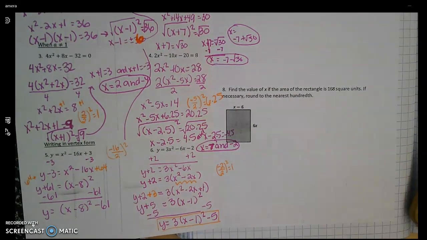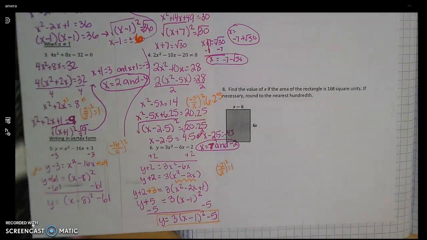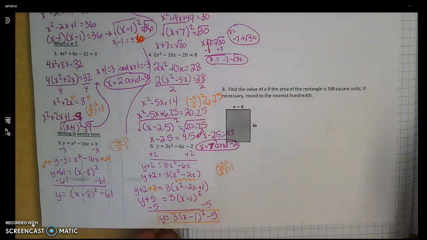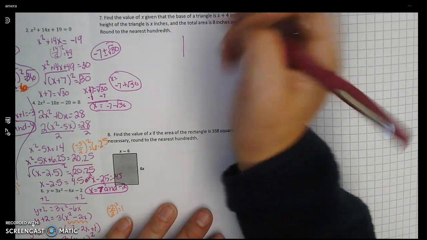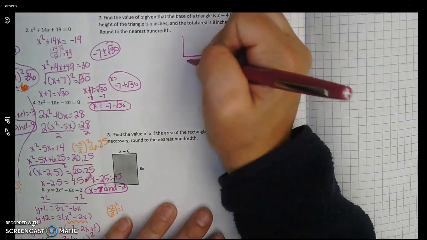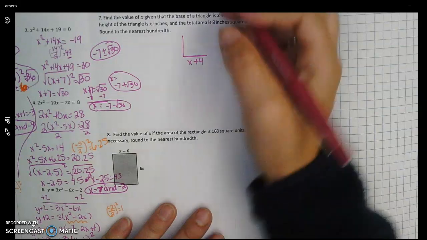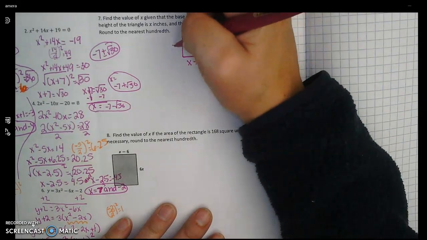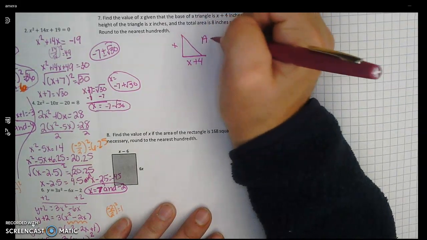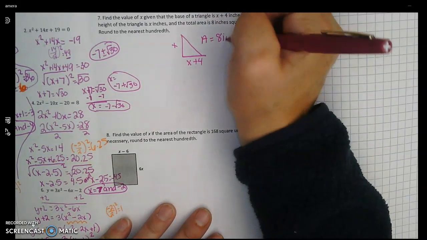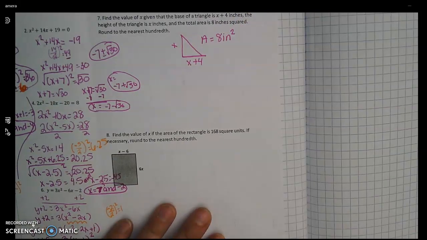All right, we're going to move on to question number 7, which is one of those triangle questions. I did one of these for the warm-up the other day, but I want to make sure you have one in your notes. So it says, find the value of x given that the base of a triangle, here's the base of my triangle, is x plus 4 inches, the height of the triangle is x inches, and the total area equals 8 inches squared. Oh, I guess we did this on the homework last week. So we're going to go ahead and do this again.